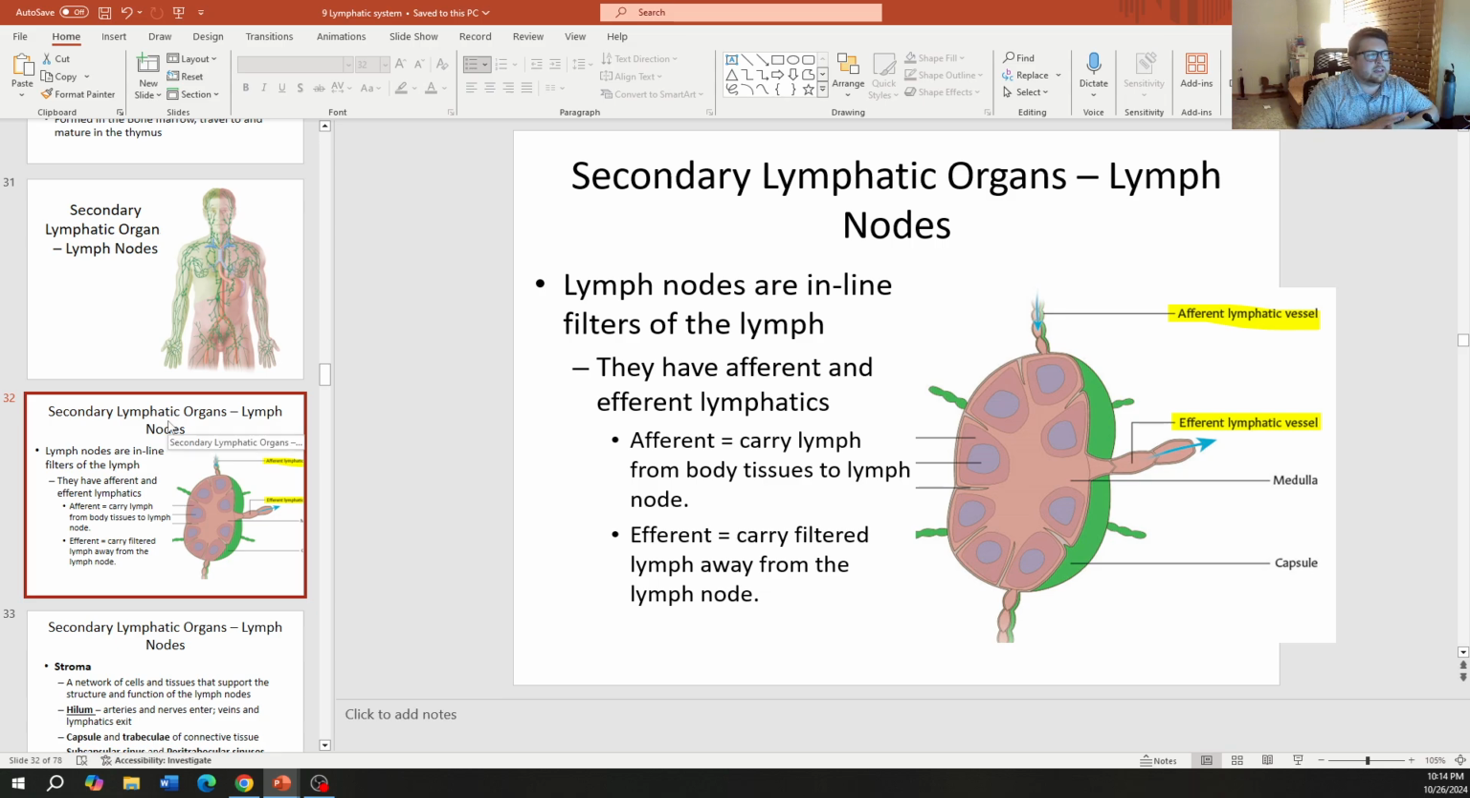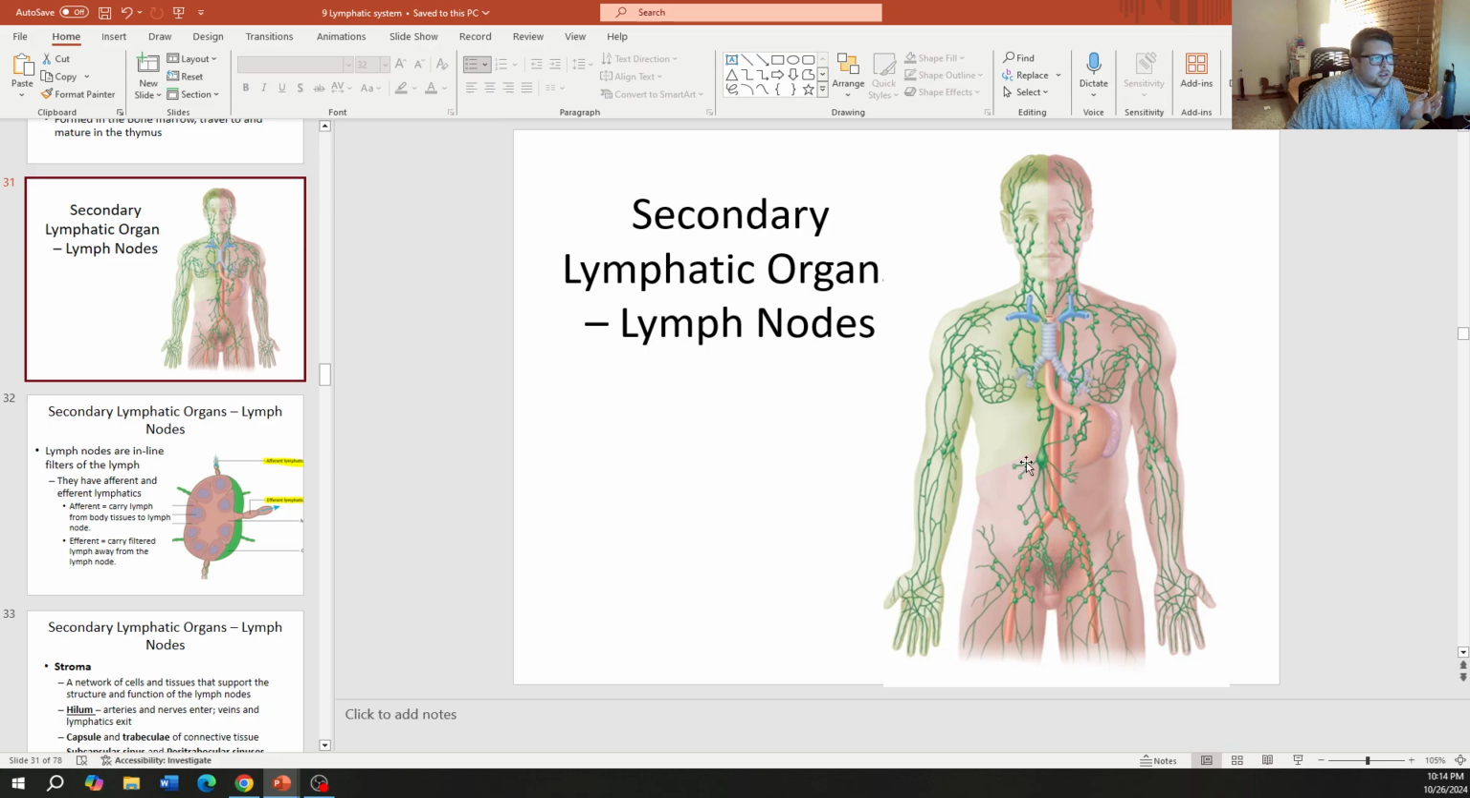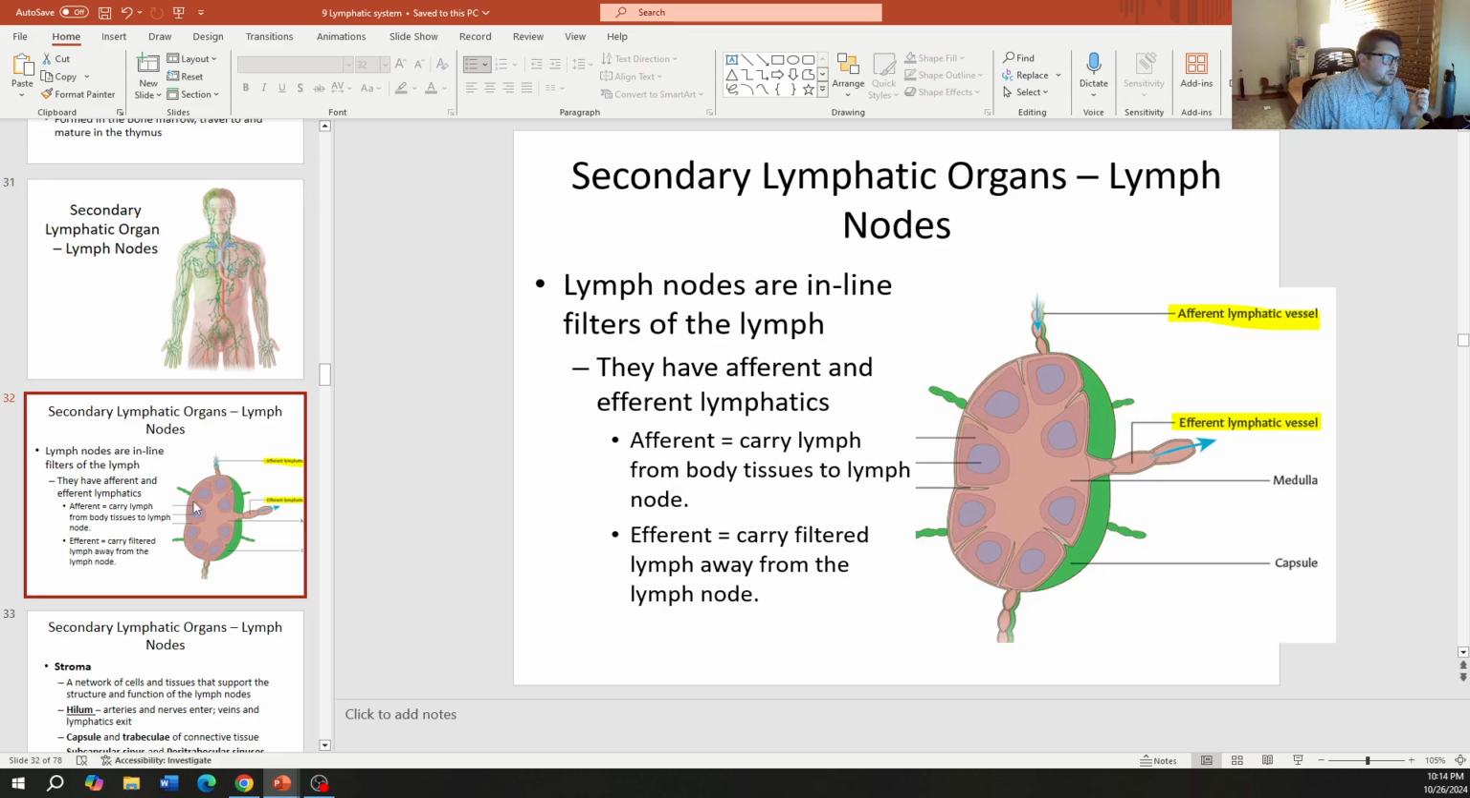First thing we're talking about are the lymph nodes. If you remember right, we mentioned these briefly, that they are found along the lymph vessels. So we're going to have a lymph vessel run into our lymph node. The lymph node is going to be responsible for doing a lot of that filtering that we want them to do. Then the lymph is going to continue out and continue down that vessel path.